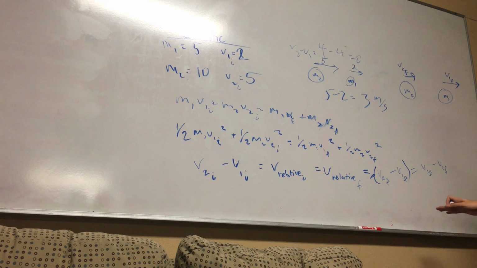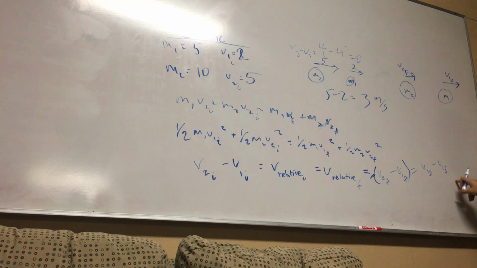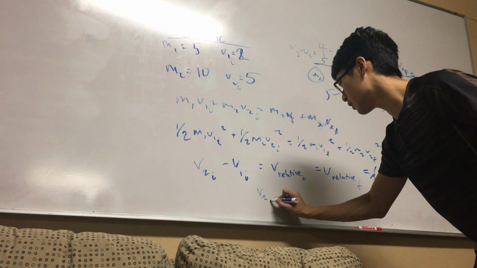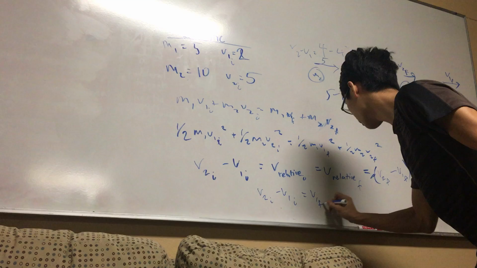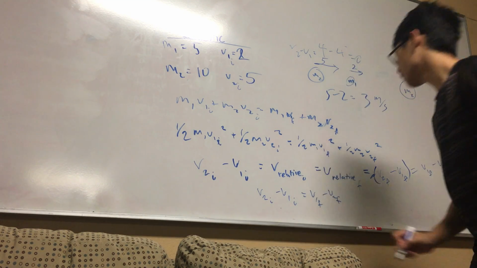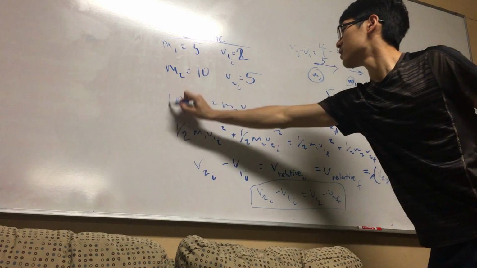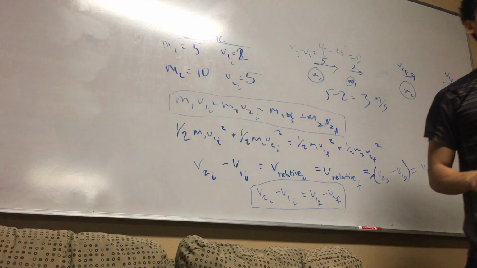When I first learned this, it was kind of weird because I thought it would still be V2 final minus V1 final, but it's actually V1 final minus V2 final. So in the end, what we get is V2 initial minus V1 initial is equal to V1 final minus V2 final. So this equation and the momentum equation are the only ones we need to use to actually solve for the elastic collision.